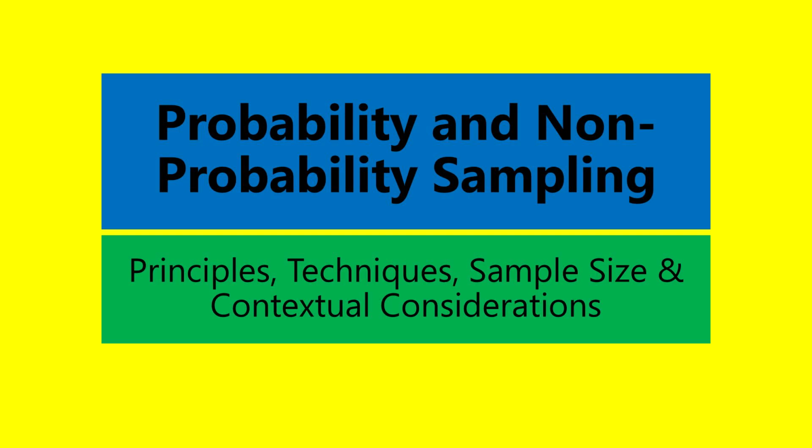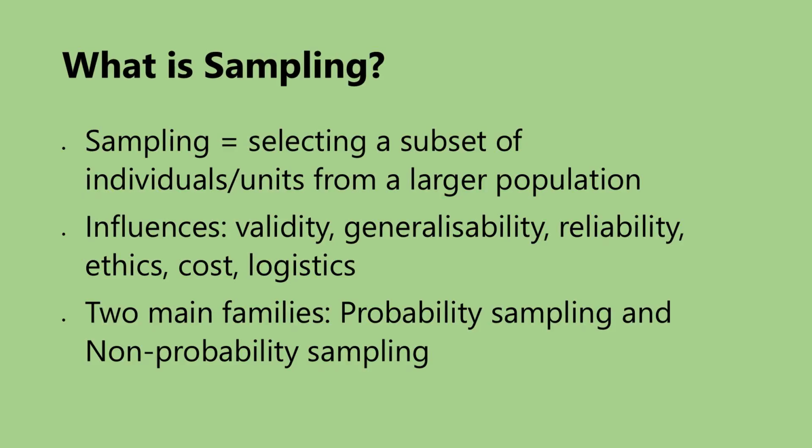Explore the principles and techniques of probability and non-probability sampling, focusing on sample size and contextual considerations. Sampling involves selecting a subset of individuals from a larger population, influenced by factors like validity, reliability, and cost. It includes two main types: probability and non-probability sampling.